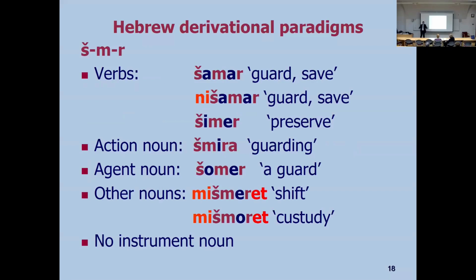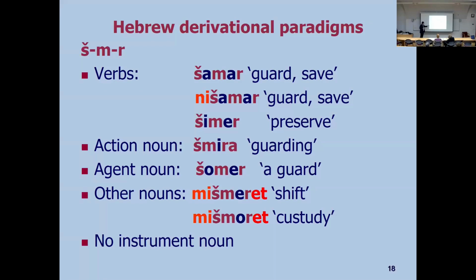Again, mastering the system of Hebrew in general also means many derivational family paradigms. So for example, if you take the root sh, m, r, we have, and this is just a partial list, a family of words that are related to it. So for verbs, we have shamar, to guard or to save. Nishmar, sorry, there's a typo, it should be passive, to be guarded or saved. Shimer, preserve. So as you can see, the relation is less transparent. And we have the action noun, shmira, guarding. The agent noun, shomer, a guard. And other nouns which are related, but the relation is much looser. So we have mishmeret, shift, mishmoret, custody.